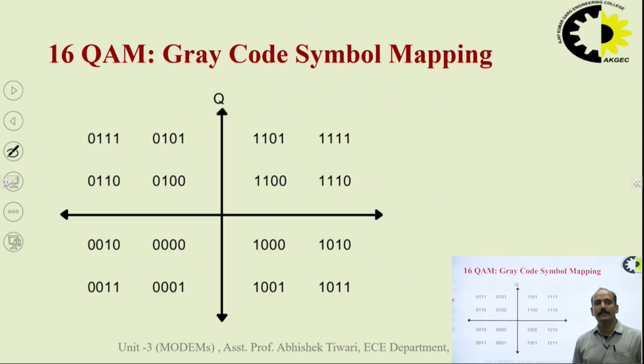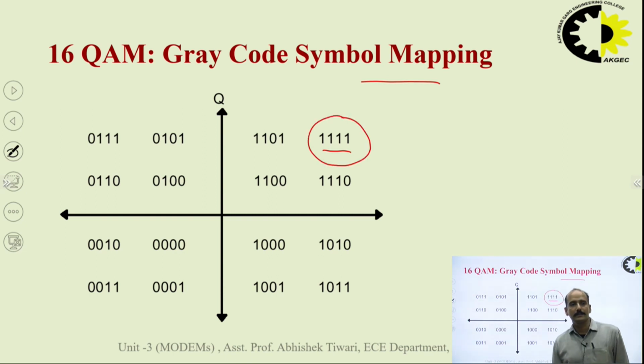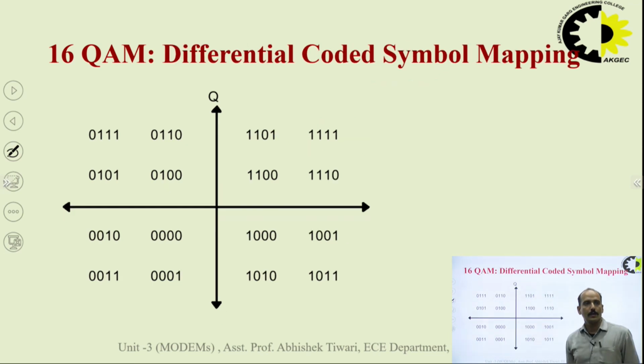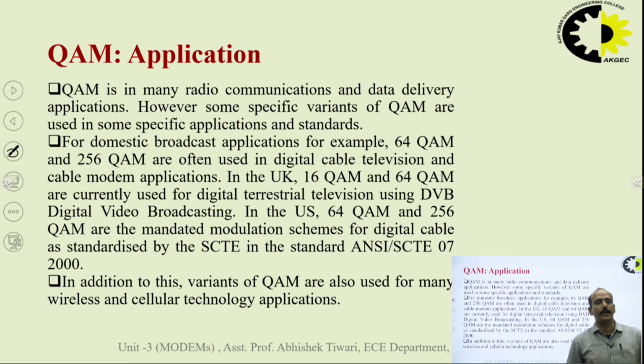Similarly, here you can see that if we are using gray code symbol mapping for this QAM technique, then this constellation diagram will change, and each individual dot or signal, represented by its phase and amplitude combination, is coded in the form of gray code. You can also use differentially coded symbols, and for the differentially coded system, this is the constellation diagram of 16 QAM.